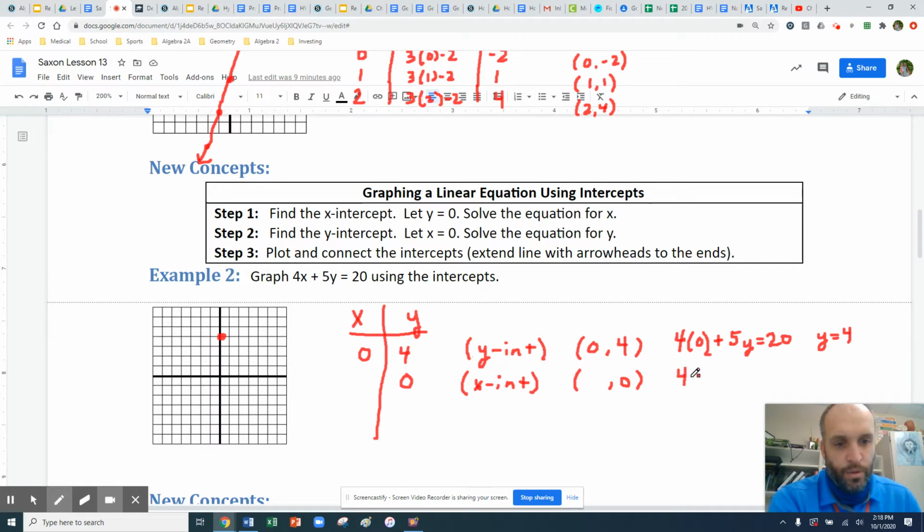Next, we can find the x-intercept. To find the x-intercept, we'll put a 0 in for the y. So we're going to have 4 times x plus 5 times 0 equals 20.